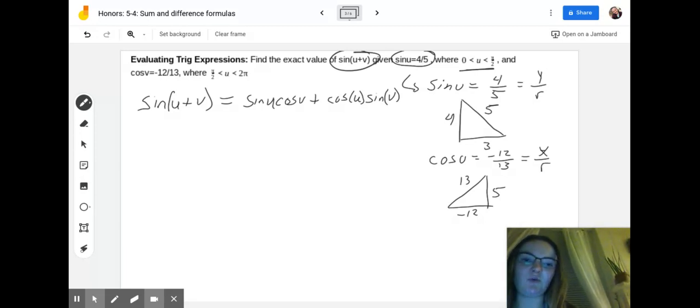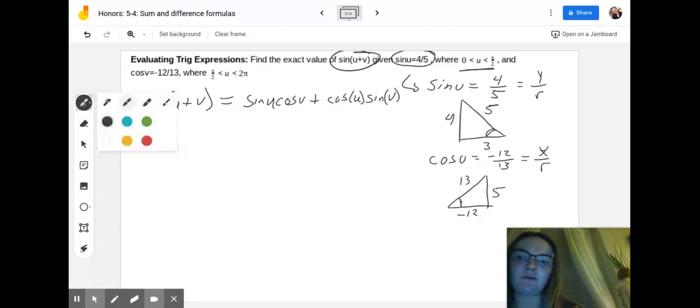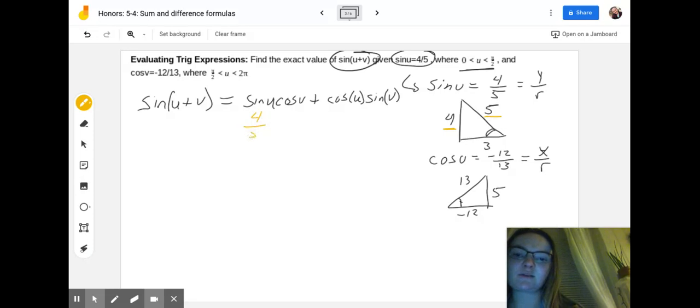So sine of u. Well, let's go ahead and first map out that this is where my angle is here. Sine is equal to, in fact, let me get like a highlighter. Sine is equal to opposite over hypotenuse. So that's going to be 4/5. Cosine is equal to adjacent over hypotenuse. So that's going to be 3/5.